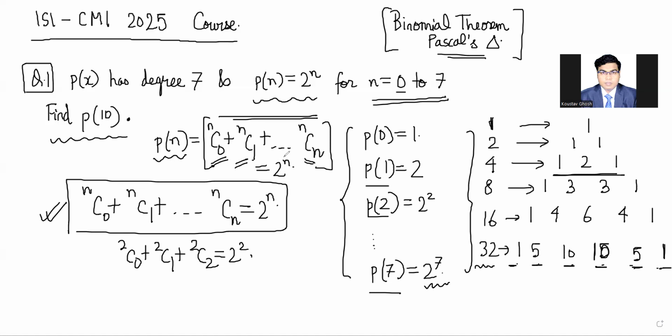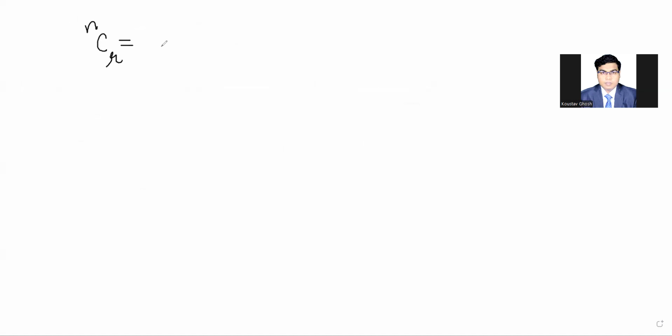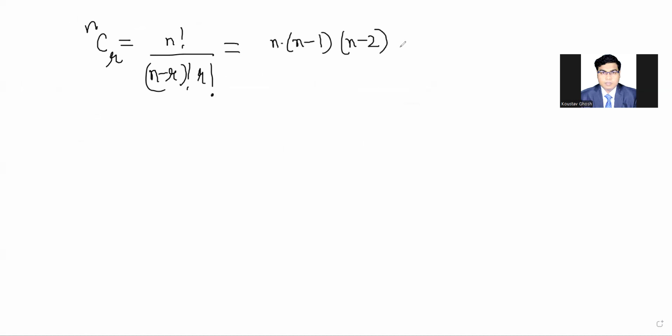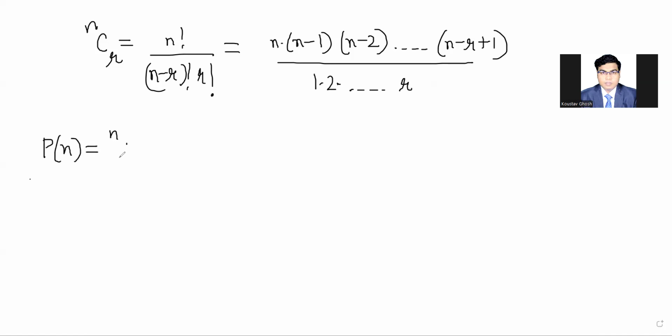This is not in the correct polynomial form, but we know how to convert NCR into terms like n factorial by n minus r factorial and r factorial. So this becomes n into n minus 1, n minus 2 till n minus r plus 1, by 1 into 2 into 3 till r, right? So P of n is NC0 plus NC1 till NCn; only then will it satisfy the result of being equal to 2 power n. And we can write each of these like this.